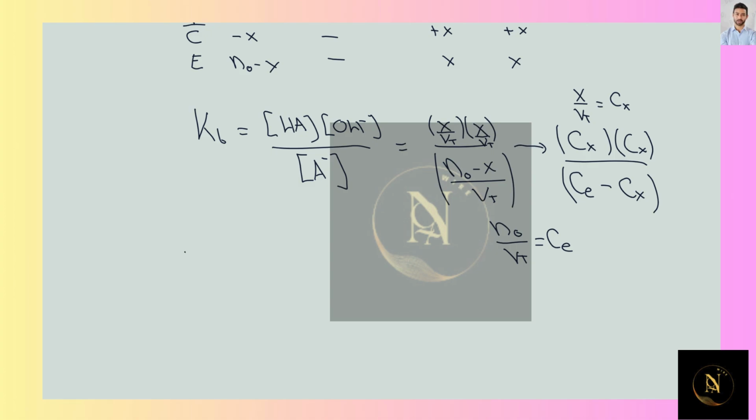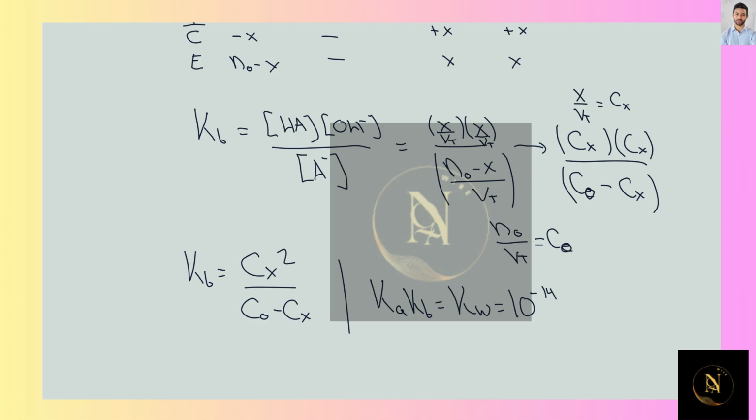As you can see, this becomes Kb equal to Cx squared divided by, actually, C0, just to keep everything consistent, divided by C0 minus Cx. You need to solve this quadratic expression. And how do you find Kb? Well, we know that Ka times Kb is equal to Kw, which is 10 to the minus 14. In this way, you can solve your problem by solving this quadratic expression.